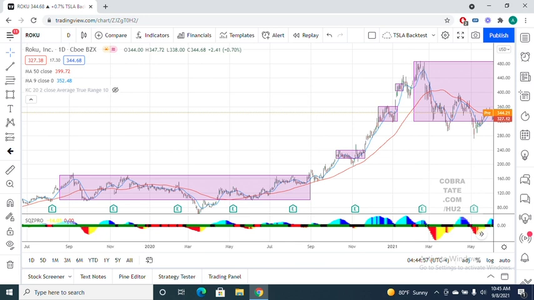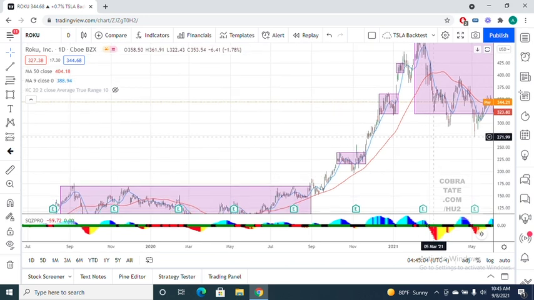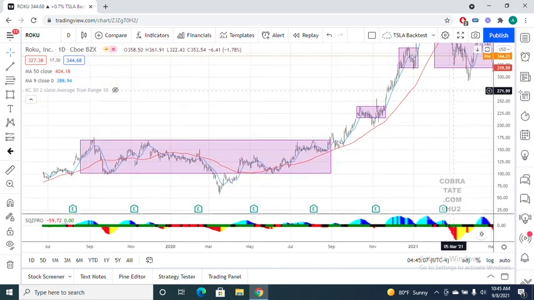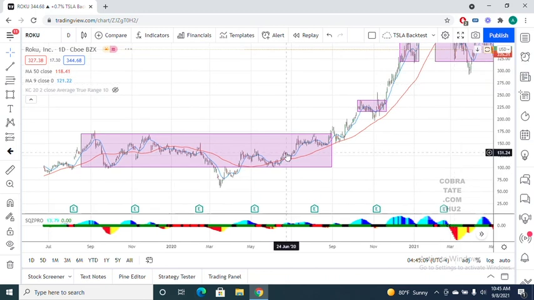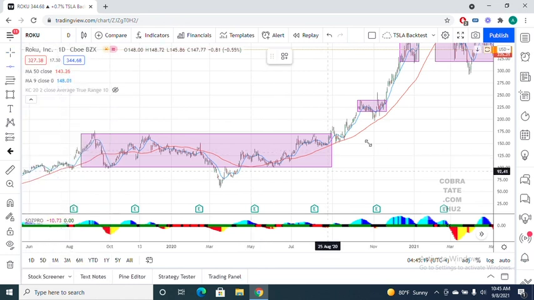So what are zones? Zones are important price levels which act as supports and resistances. In this case, for example, before I drew this box, let's identify some zones. Alright, you can see clearly that this price level is a zone.